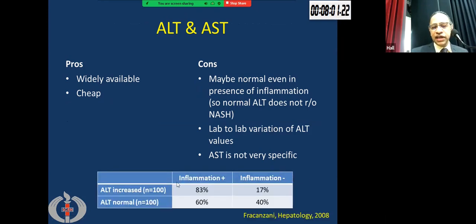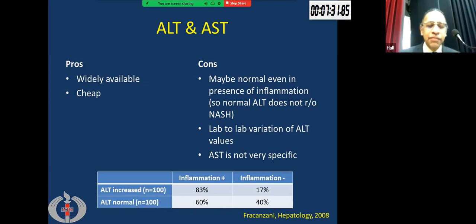There has been one study where they looked at people with non-alcoholic fatty liver disease who had raised ALT and who had normal ALT, and then they did a biopsy. Out of 100 patients who had raised ALT, at least 83% of them had inflammation. But of those who had normal ALT, even then on biopsy, at least 60% of them had inflammation. So obviously, when the ALT is high, you would reasonably suspect that the patient definitely has inflammation. But even if it is normal, you cannot rule it out.